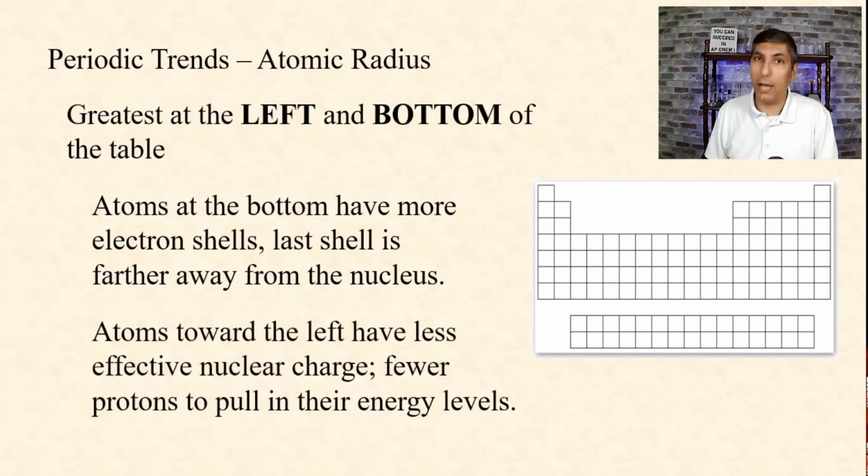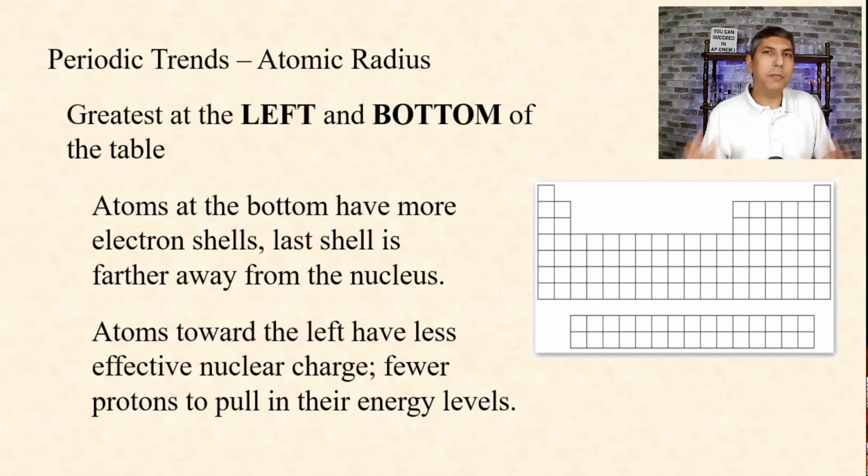Now, how about on the left? Well, on the left side, we want to talk about it in terms of protons and effective nuclear charge. Atoms on the left side of the periodic table have fewer protons than atoms on the right side of the table. And because of that, that less effective nuclear charge means that those atoms on the left side are going to have fewer protons to pull in those electron shells or those energy levels. And so that's why atoms on the left side tend to be larger, atoms on the right side tend to be smaller.